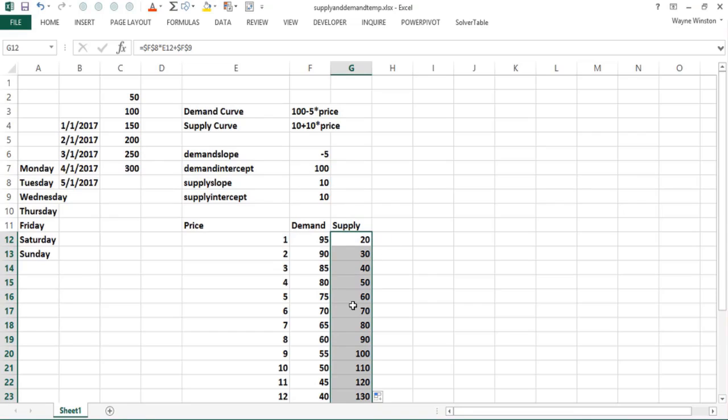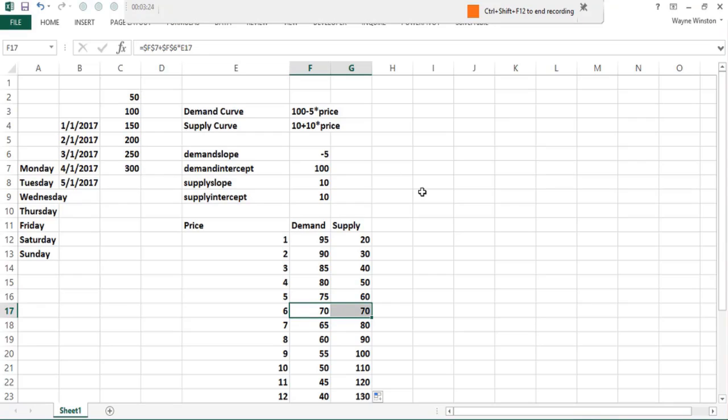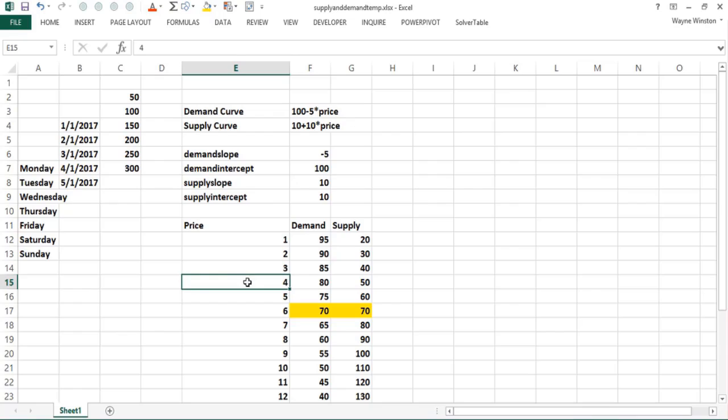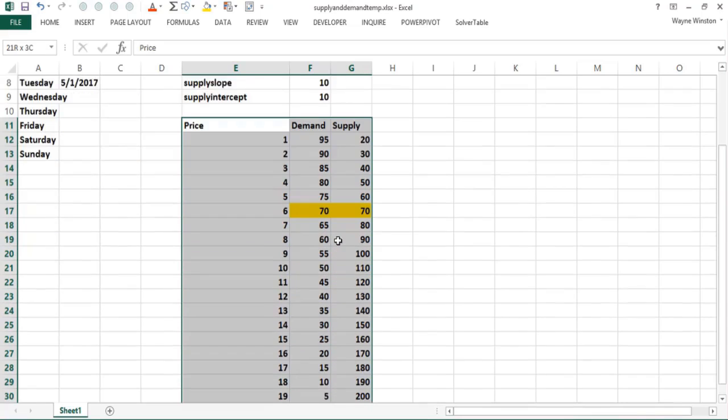Okay. And we can see that early on demand is bigger. And we can see right here the answer. When price and demand are $6, we will have an equilibrium, it's called, where demand and supply are equal. But suppose we want to graph this and show this.